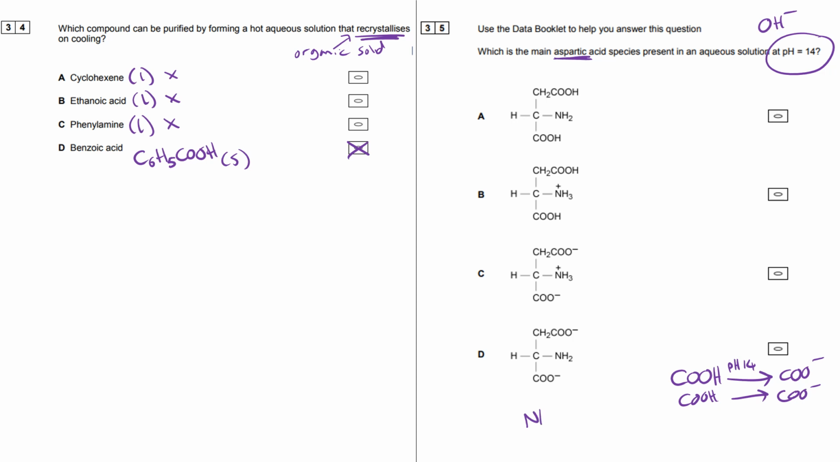If it's alkaline, so amino acids can sometimes exist as NH3+ or NH2, the amine group. If it's a high pH, there's an absence of hydrogen ions, so all the hydrogen ions are removed by the hydroxide. So therefore you're going to have NH2 present and your COO- is present. So which one has two COO- and one NH2? Well, it's answer D.